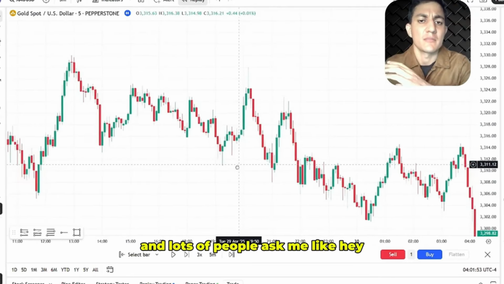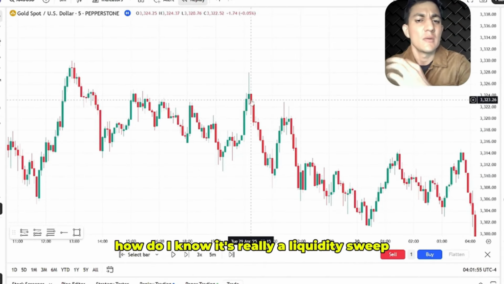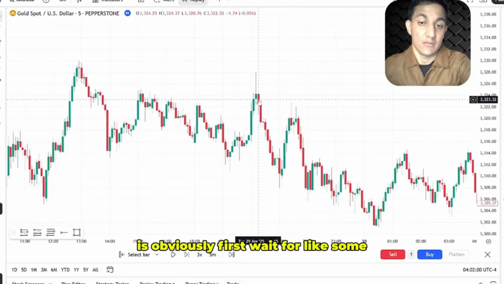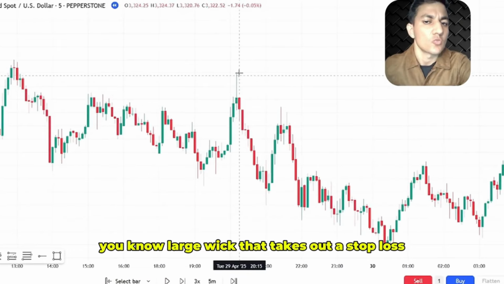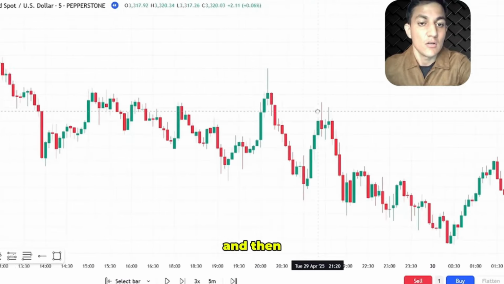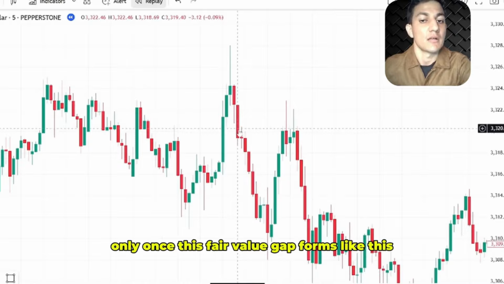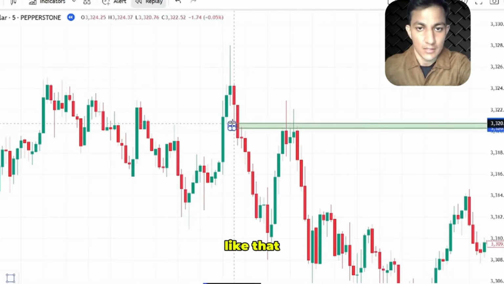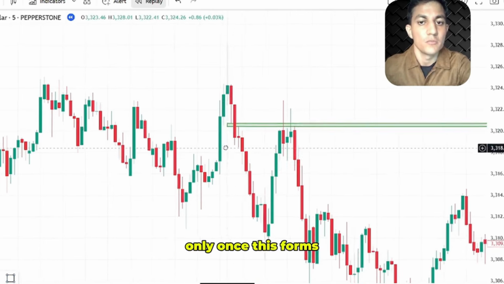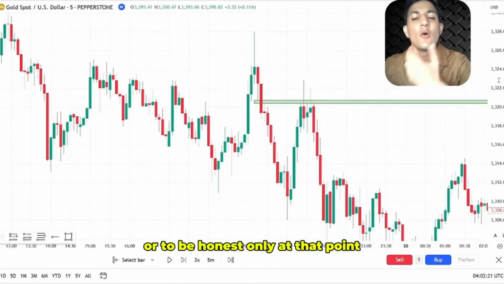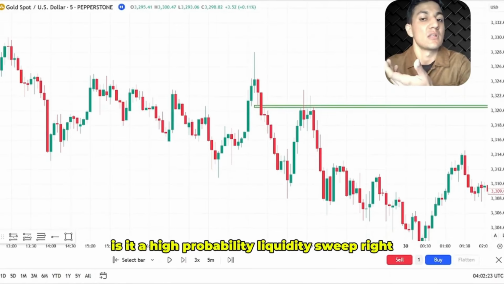And lots of people ask me, hey Steve, how do I know it's really a liquidity sweep? The easiest way to understand if it's a liquidity sweep is first wait for a large wick that takes out a stop loss, and then wait for a fair value gap to form in the opposite direction, right? Only once this fair value gap forms like this, let me make this a bit more clear, only once this forms do I know that it's a liquidity sweep. Or to be honest, only at that point is it a high probability liquidity sweep, right?